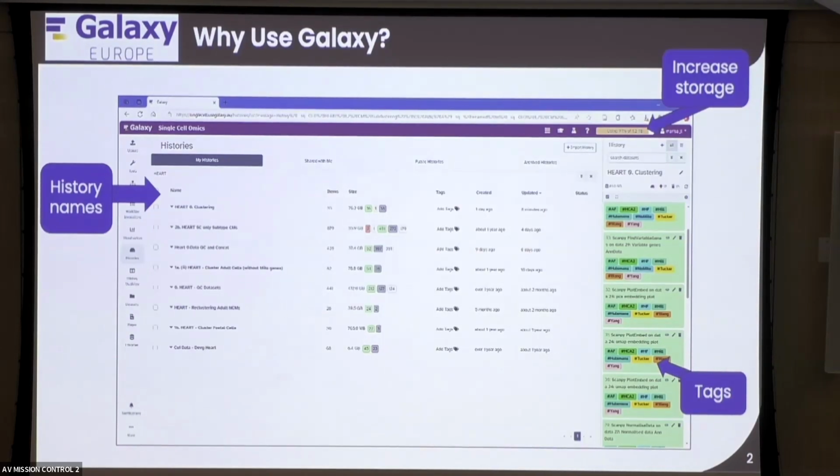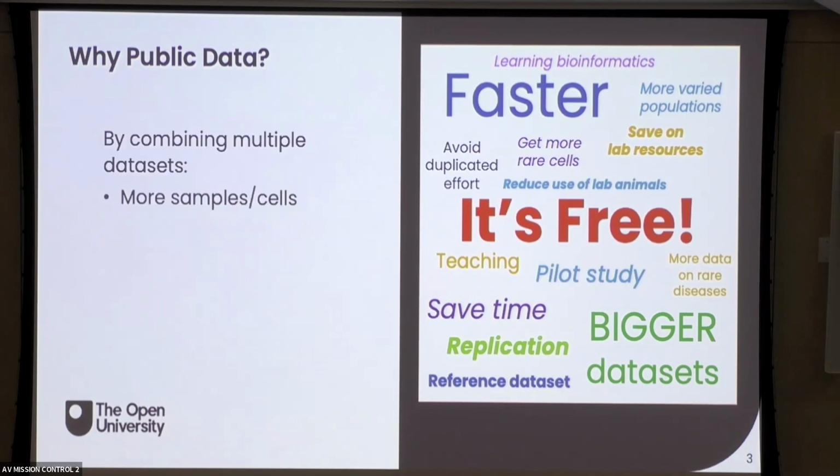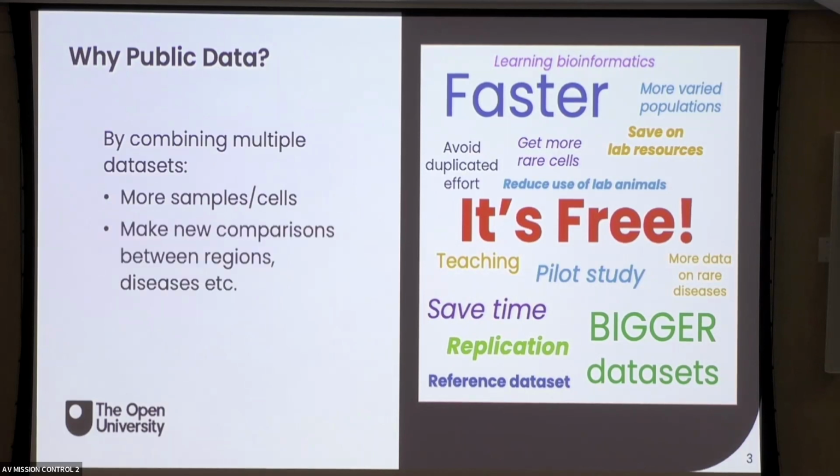Another key part of my PhD is working with public data, because this is a massive resource that's out there, but its value is really in its use rather than just its existence. There are lots of different reasons why you might want to use public data. In the case of this particular analysis, what I was really interested in was getting hold of more samples and more cells, particularly the cardiomyocytes that I was most interested in, and also being able to make new comparisons, because there's a very limited range of data sets from human hearts, because it's quite difficult to get hold of samples.